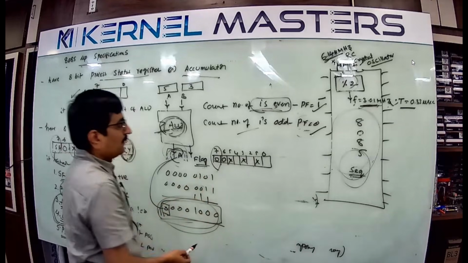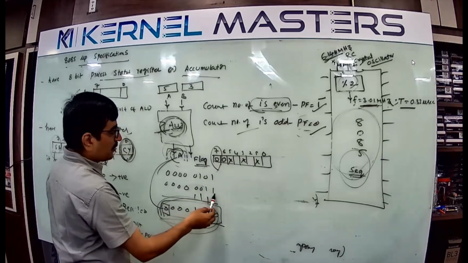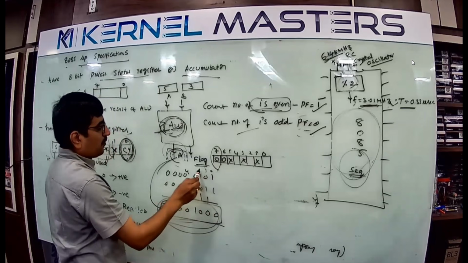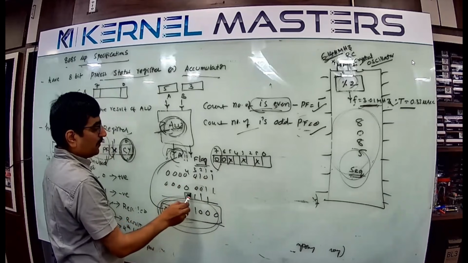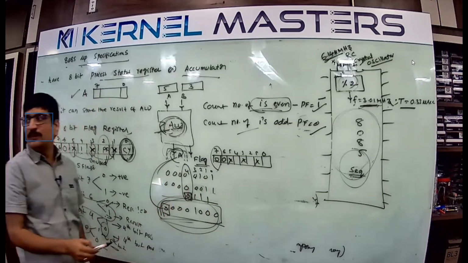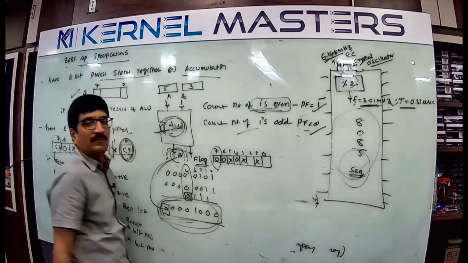What is the fourth one? The fourth bit position, counting 0, 1, 2, 3. In the fourth bit position, 0 plus 1, what happened? No carry, so the auxiliary carry equals 0.